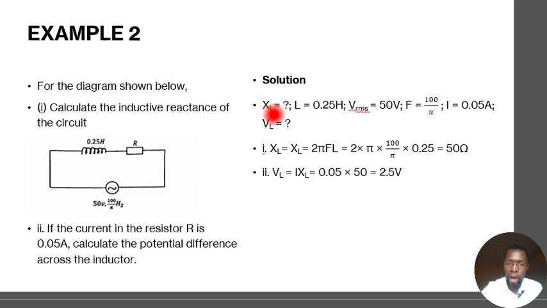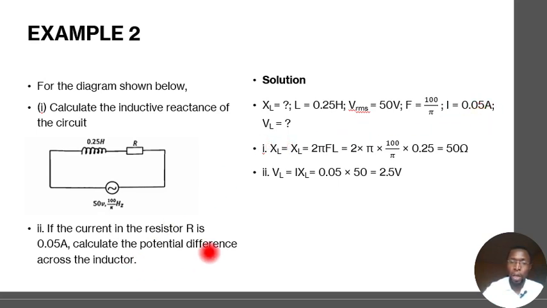That's our XL. XL is unknown. Also, we are given the root mean square voltage to be 50 volts in the diagram. We are given the frequency to be 100 over pi hertz. And then lastly, we are told that there is a current of 0.05 ampere flowing through the resistor, so I, the current, is 0.05 ampere.